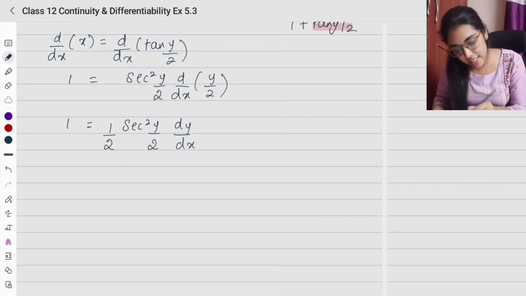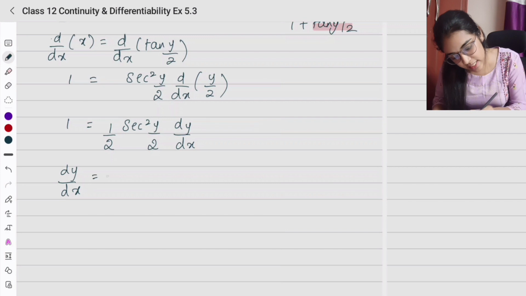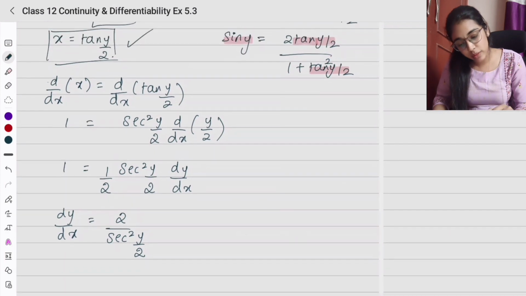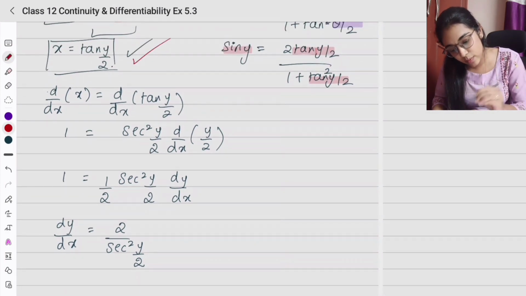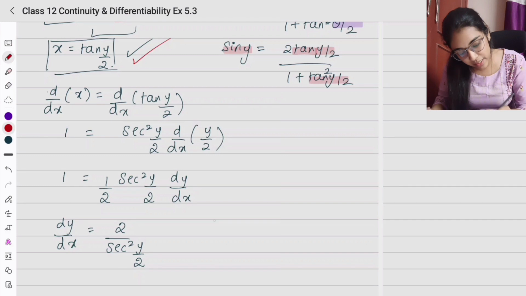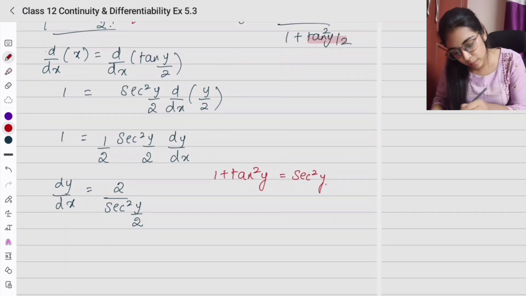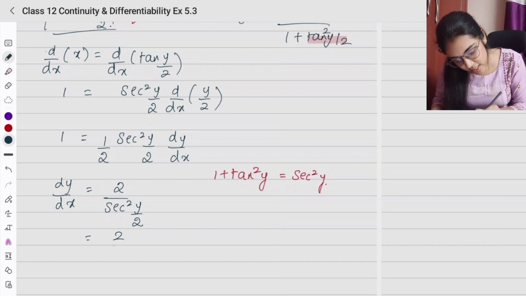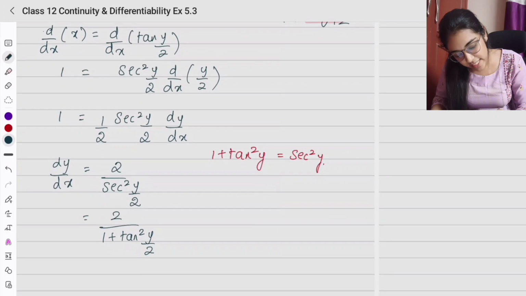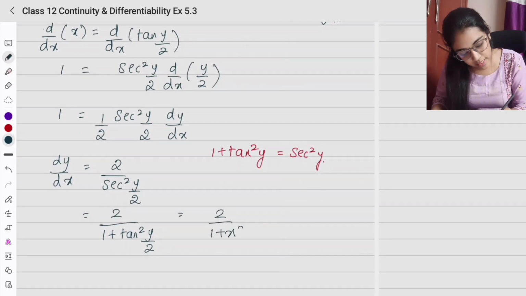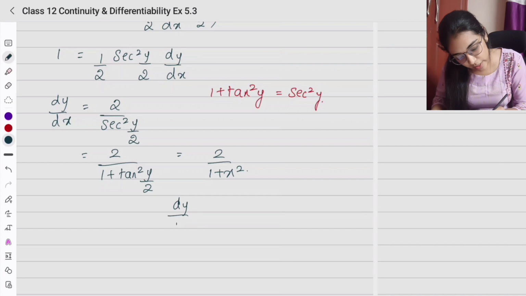Now what is dy divided by dx? dy by dx is equal to 2 divided by secant square y by 2. But what relation do we know? We saw that x is equal to tan y by 2. So how can we write secant square y by 2? I know the relation between tan and secant is 1 plus tan square y is equal to secant square y. So how can we write secant square y? We can write it as 1 plus tan square y. So I can rewrite this as 2 divided by 1 plus tan square y by 2. But what is my tan y by 2? It is x. So I have 2 divided by 1 plus x square. So this is my final answer. I have dy by dx is equal to 2 divided by 1 plus x square.